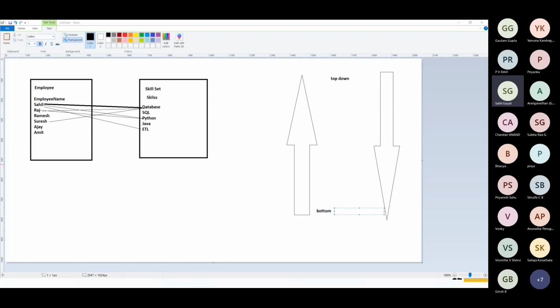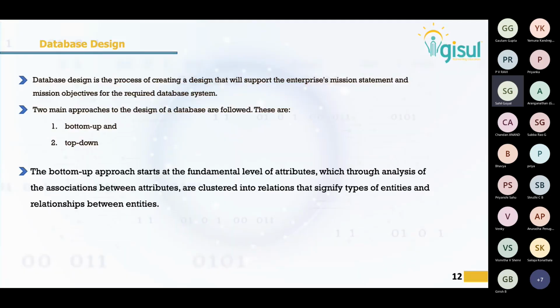These particular approaches are very useful and meaningful when we do database development, especially when we do our data warehouse development. So what is a data warehouse? What is DWH? We'll talk about it in the subsequent session. As of now, you need to understand these two database design approaches.